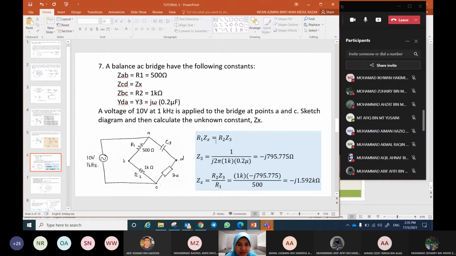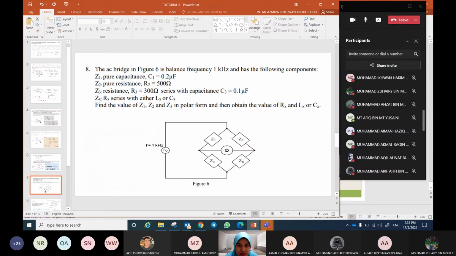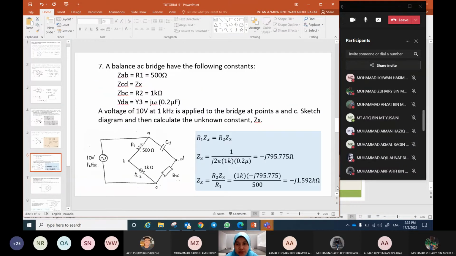How about Zx? It is equal to, we substitute R2 Z3 over R1 into the equation. Okay, and then we get this. So Zx is equal to this. Okay, any questions, class?